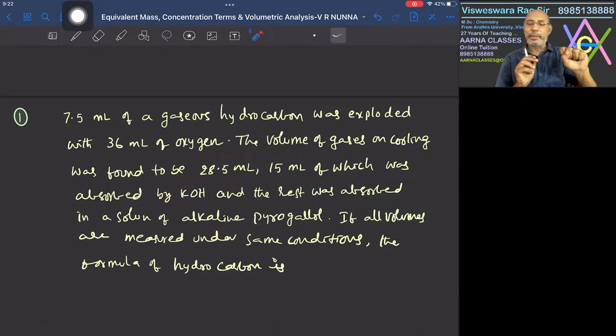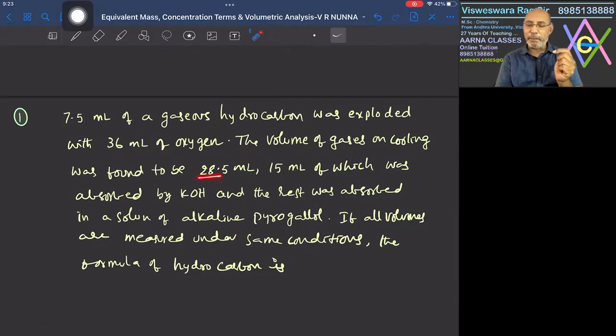You are taking 7.5 ml of hydrocarbon burned with 36 ml of oxygen. That means all the 7.5 ml of hydrocarbon burned in oxygen. After the reaction, maybe some oxygen is left, since you took 36 ml of oxygen. You also get carbon dioxide gas. Water is not a gas at room temperature, so you have two gases. The total gas volume after the reaction is 28.5 ml, and out of that, 15 ml must be carbon dioxide absorbed by KOH.